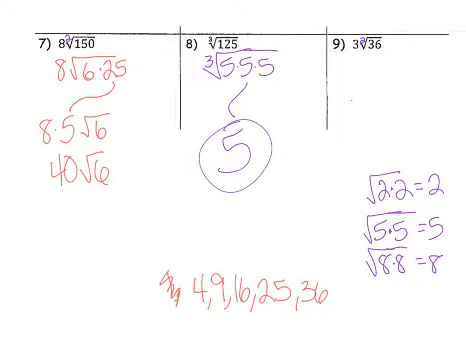How about this one? What's the cubed root of 8? What number multiplied 3 times itself is 8? 2. 2 times 2 times 2. So the cubed root of 8 would be 2. That's how I would write my answer. Cubed root means it's multiplied 3 times, not twice.